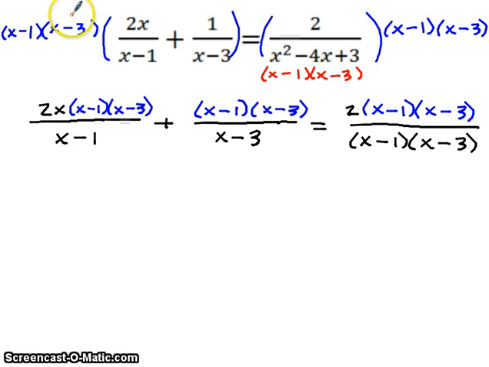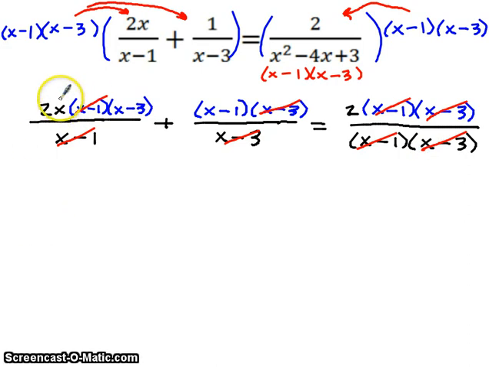So what I have here is I have multiplied the least common denominator to both sides. And what this does for us is this simplifies our problem greatly, because now we can cross off all of our denominators. And we're left with something that should be pretty easy for us to solve for x.